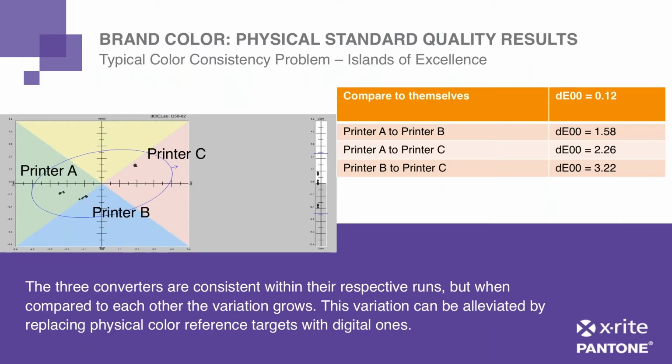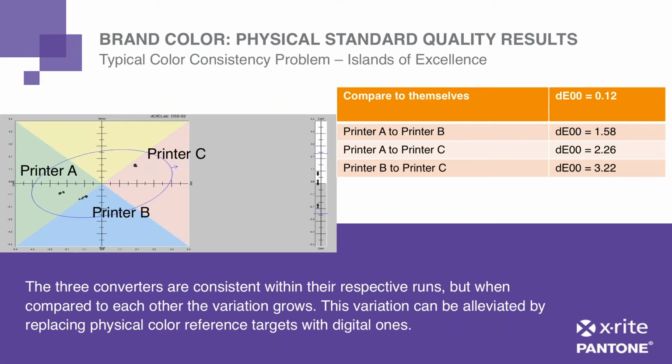Now, here's an example of some printers. I was actually evaluating 3 different printers for a large brand. And what was very interesting is all 3 printers, when you compared them to themselves, were excellent. They got really, really good results. You can see the delta E is very low when they compare within their respective run. It was extremely low, a delta E in the tenths of DE.